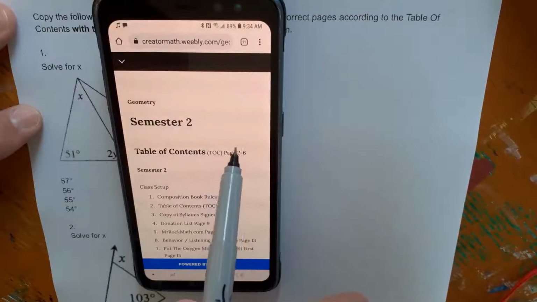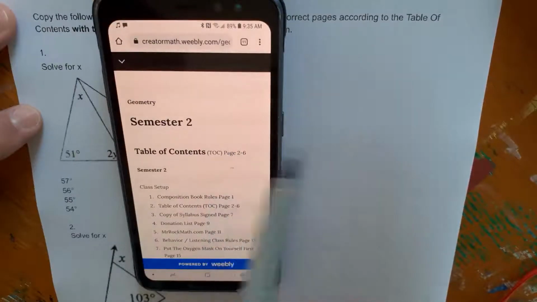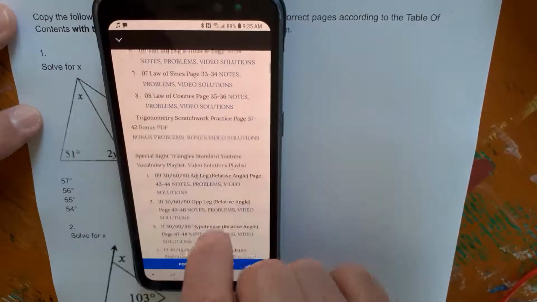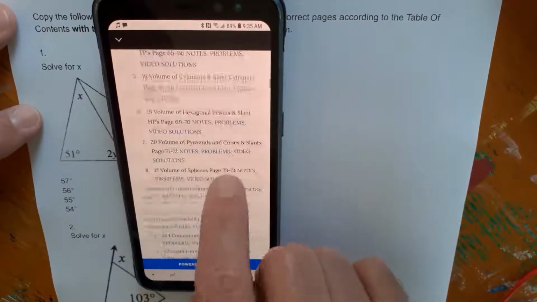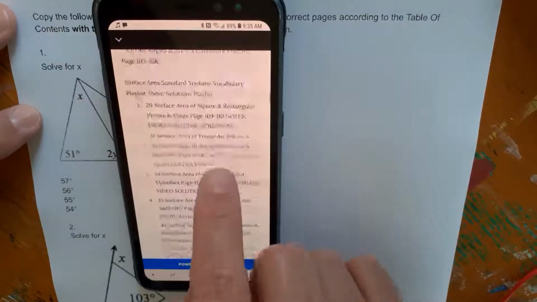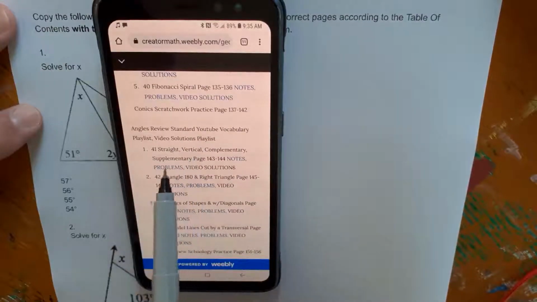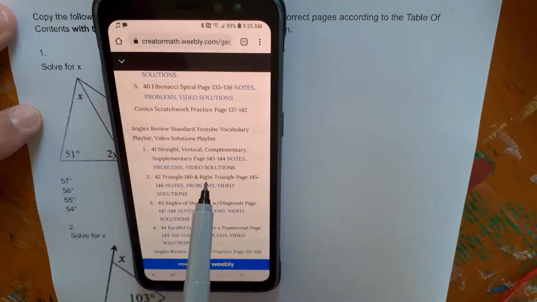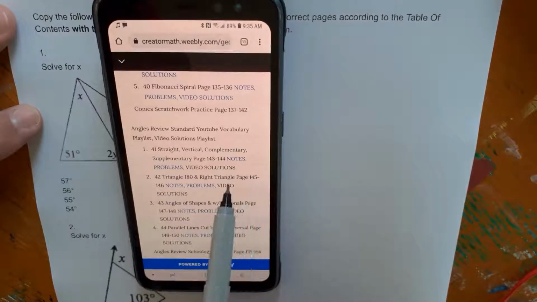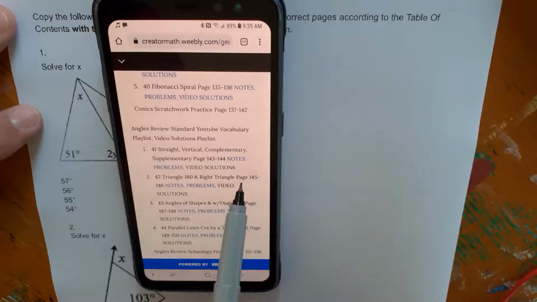This is also what you have now copied onto pages 2 through 6 of your composition book. And it tells you where all the notes go, and it gives you pictures of all the notes. So here's Angles Review. This is lesson 2. It's triangle 180 and right triangle. Here are the pages to put it on. Please look at the actual table of contents on the website, not this video, because it's probably changed by then.